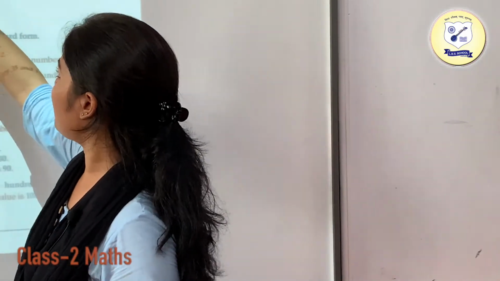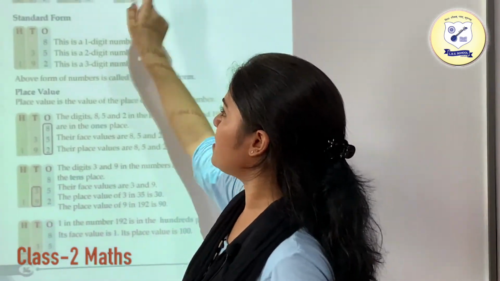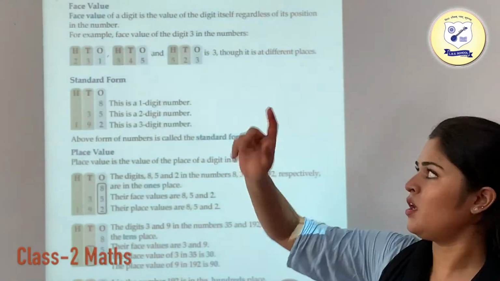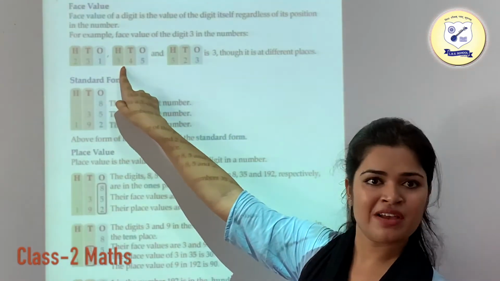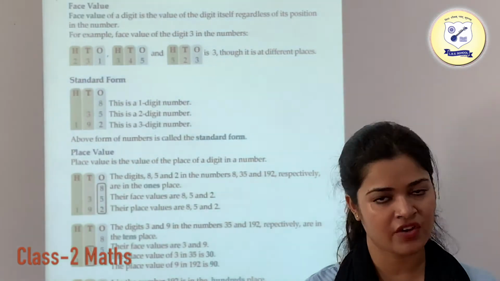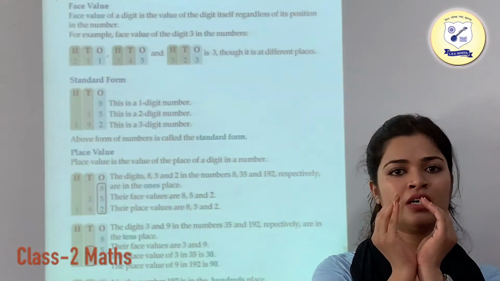For example, the face value of the digit 3 in the number: we have this 3, so the face value of this is going to be 3. For this one, the face value is again going to be 3, and here also the face value is going to be 3. We do not care about the position.